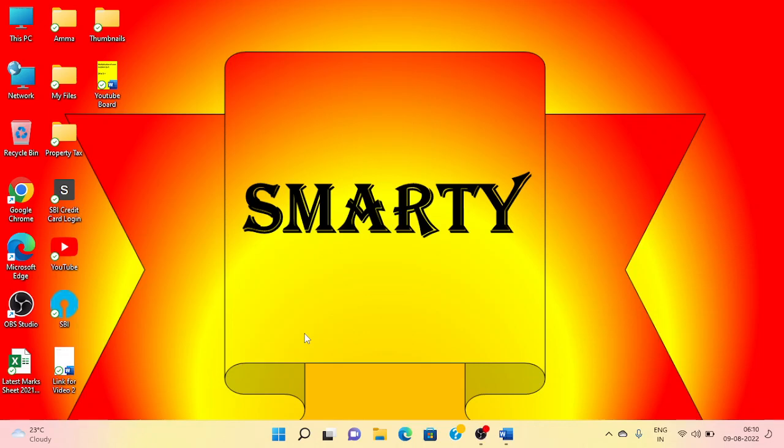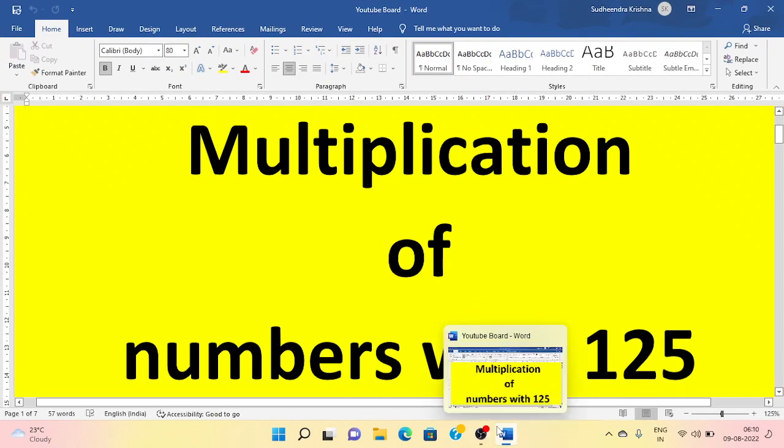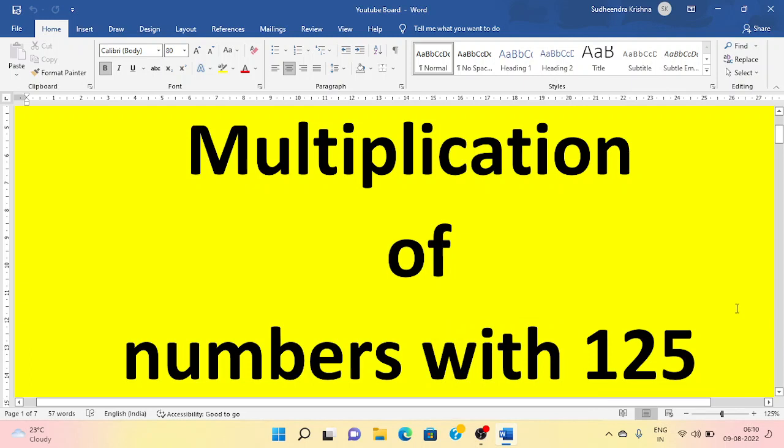Today I am going to teach you a trick by using which you can do complex calculations without using pen and paper. So let's start the session. In this session I'll teach you how to multiply numbers with 125. If you go by the traditional method it will take a lot of time to multiply with 125, but I'll show you a trick by using which you can easily multiply numbers with 125.